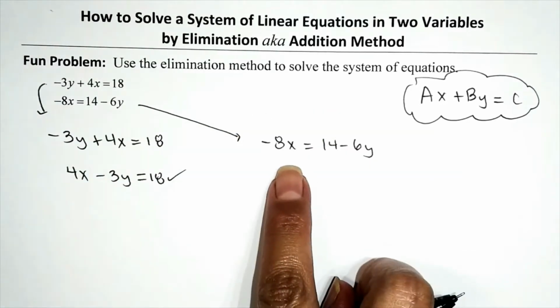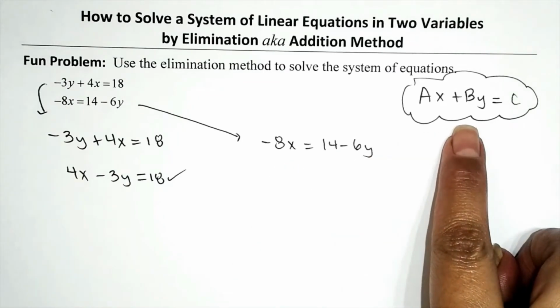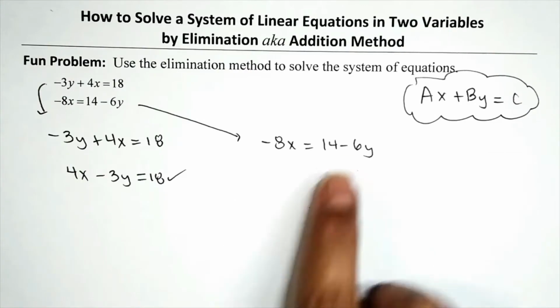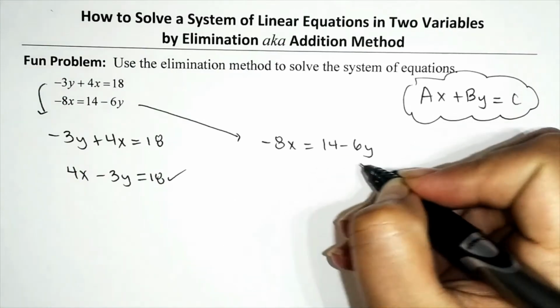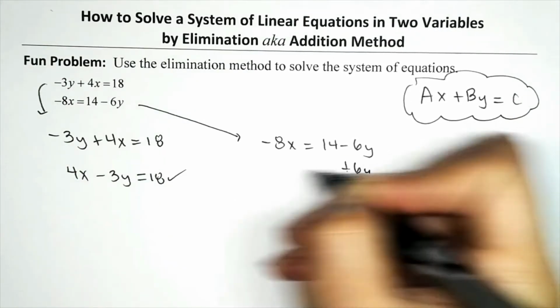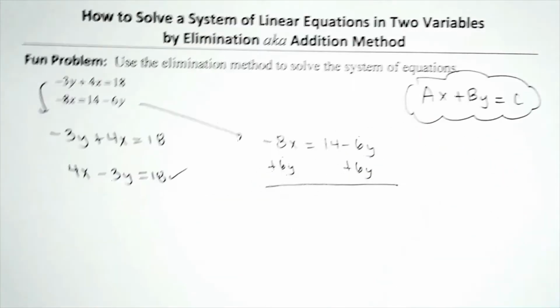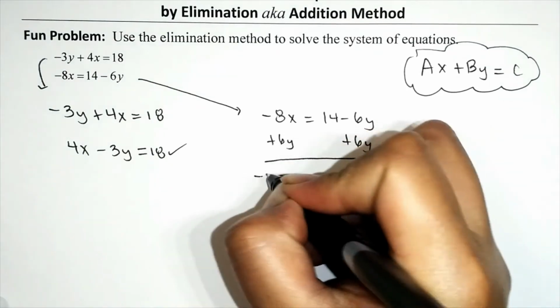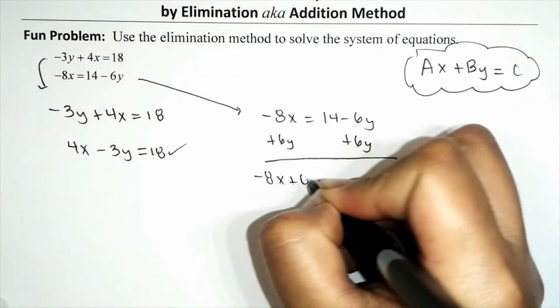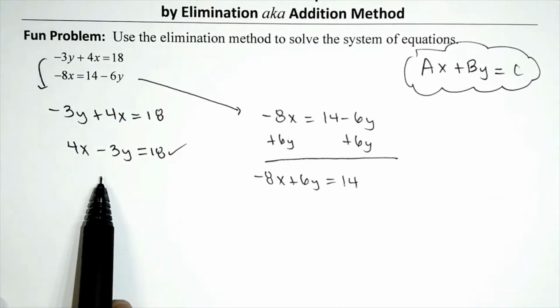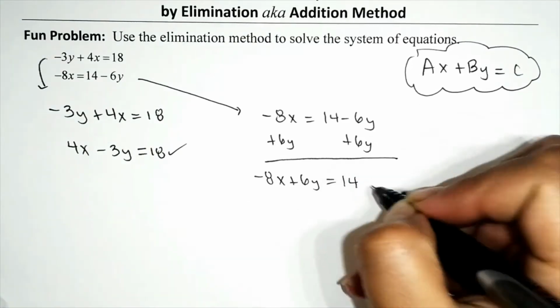The second equation is not in standard form. We want x, y equals constant. Variables on one side, numbers on the other. Let's go ahead and add 6y to both sides. To undo the subtraction of 6y, let's add it to both sides. So that will leave us with negative 8x plus 6y equals 14. Fantastic. First equation standard form, second equation standard form.